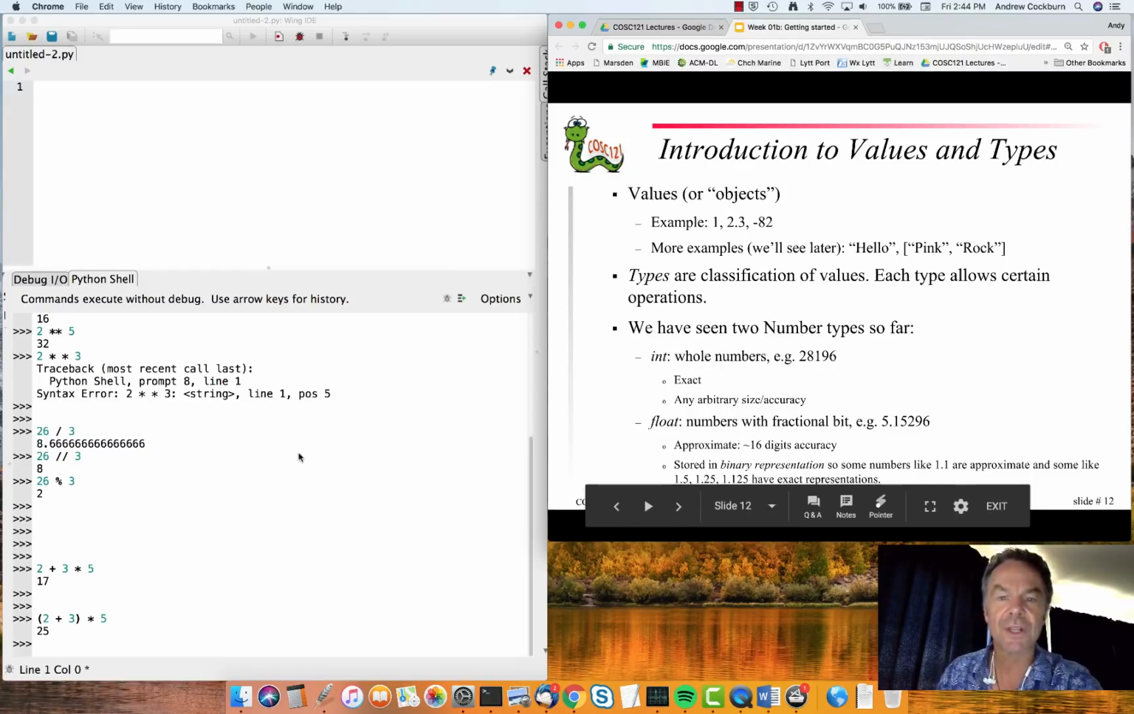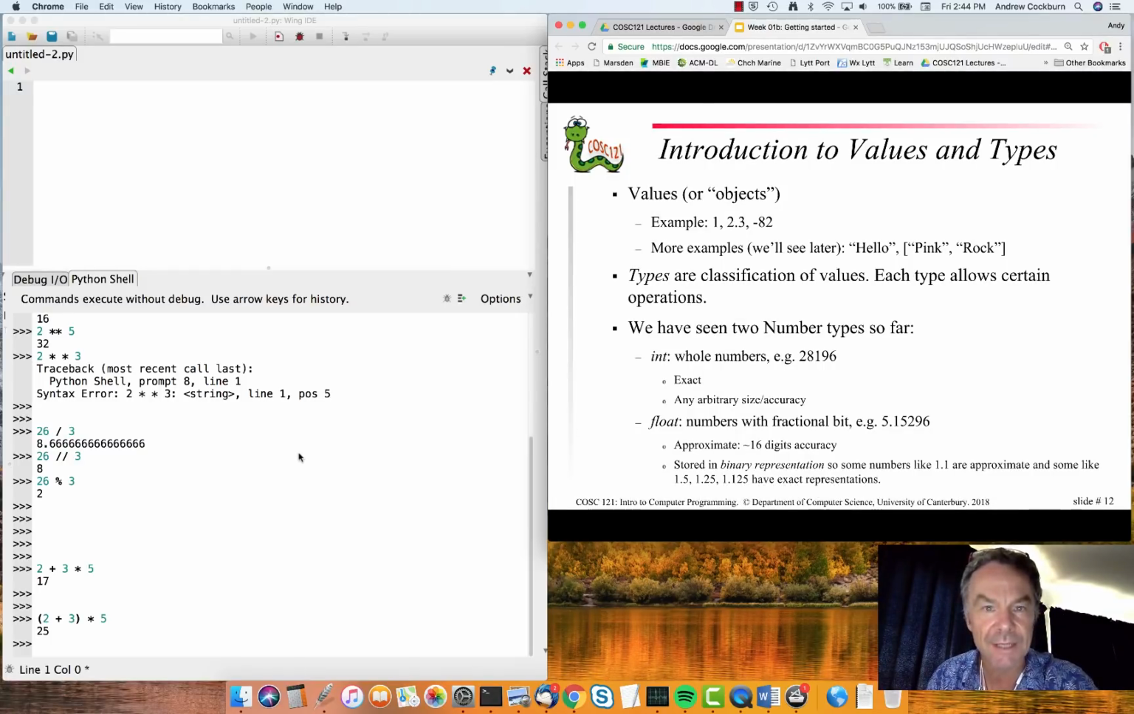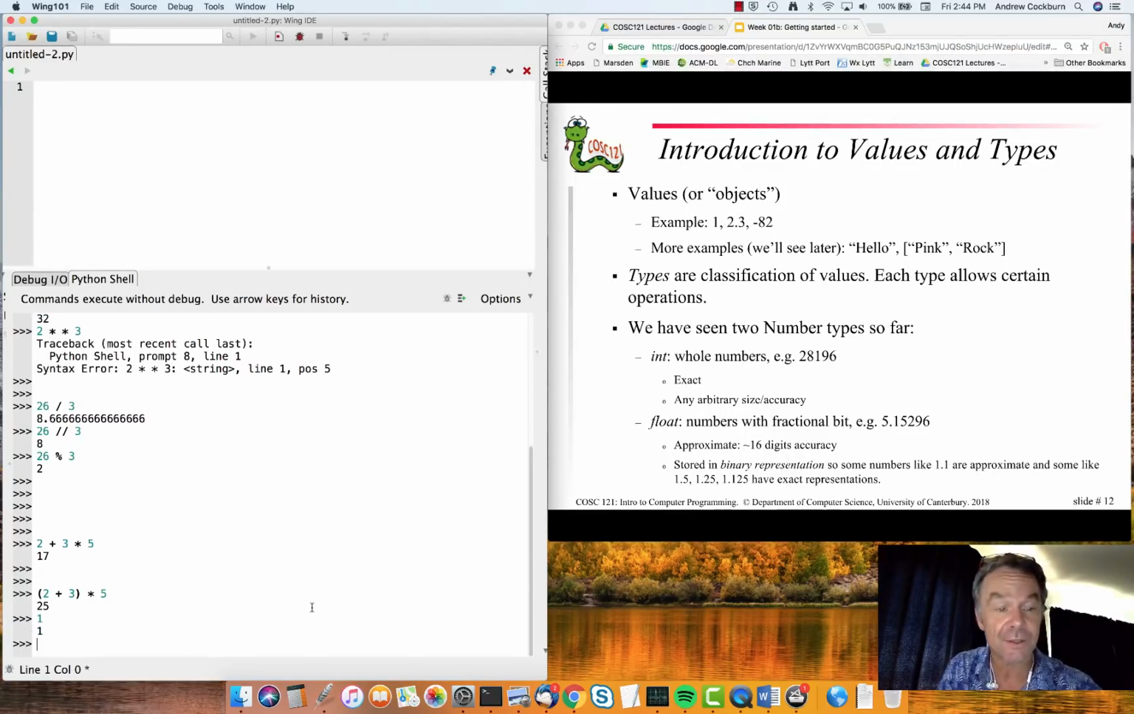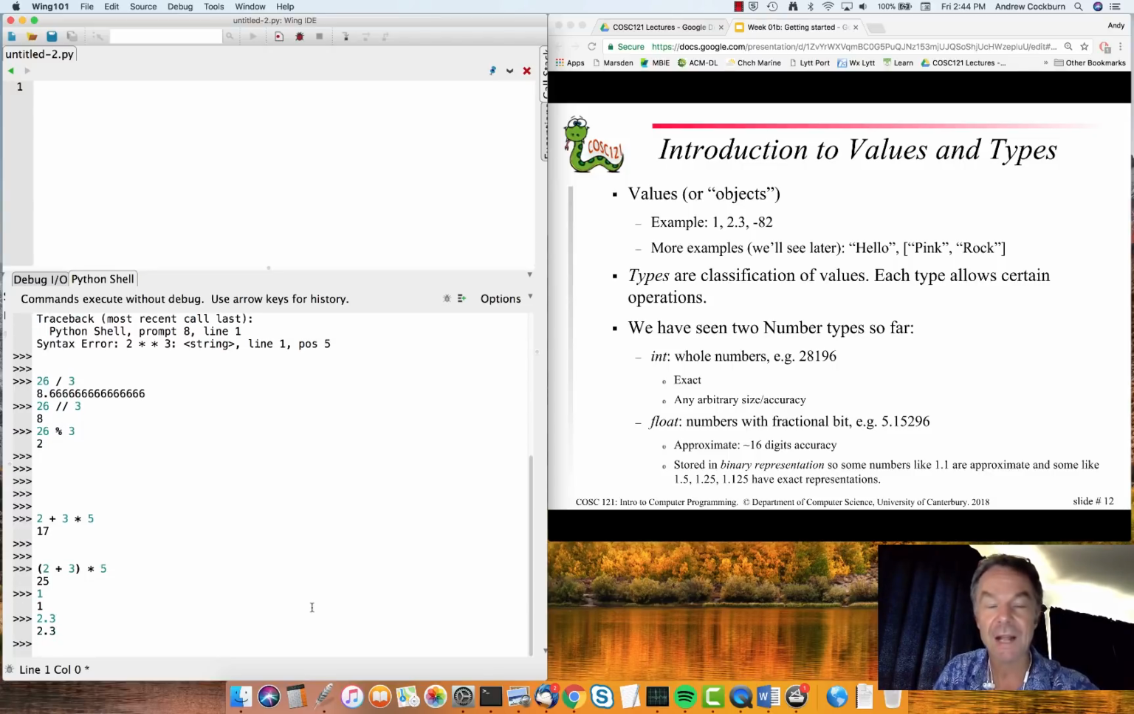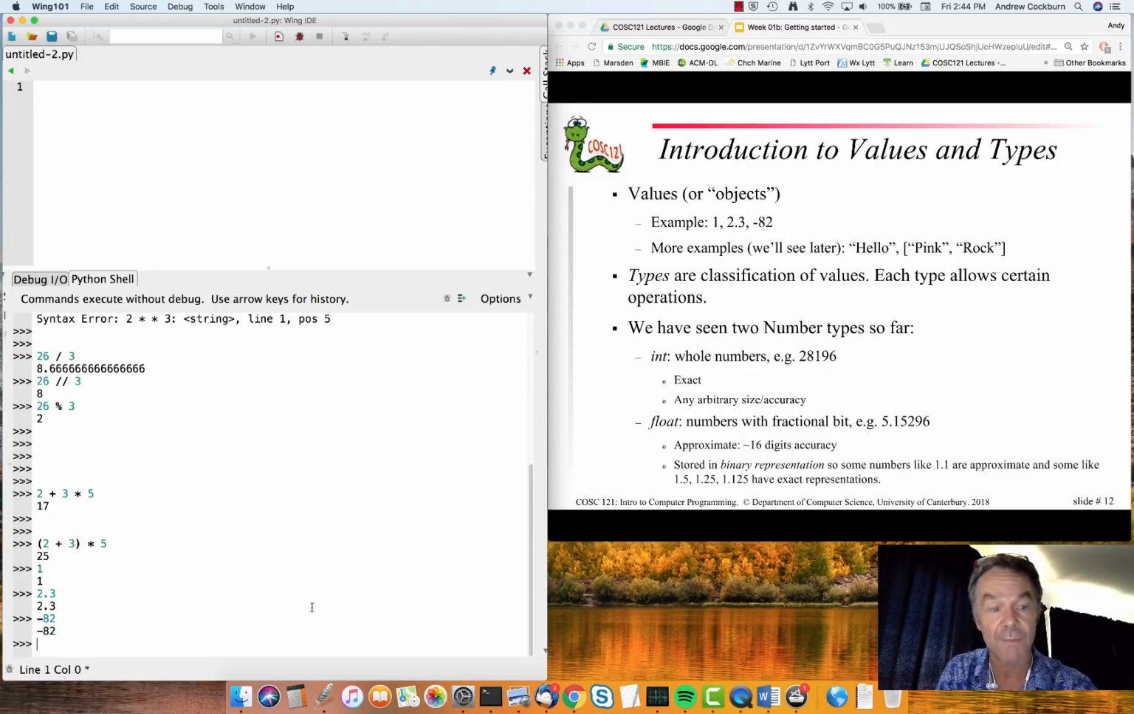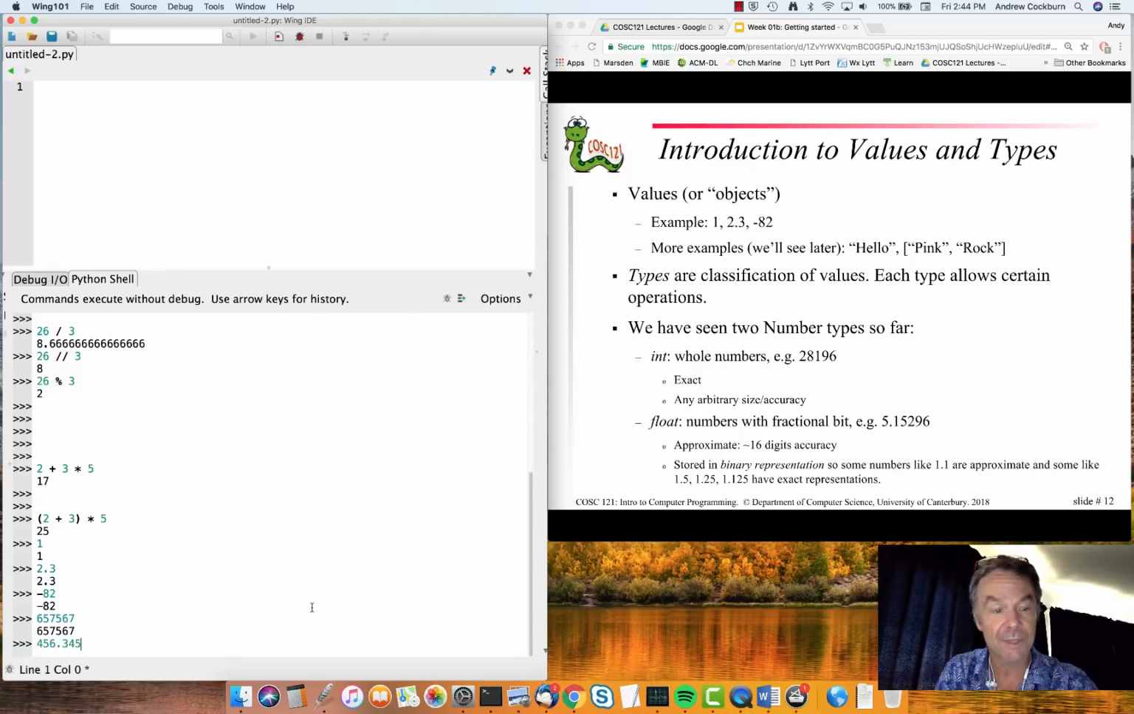Okay, I've already started using the term types in a few places. I've talked about the type integer and the type floating point. So values are objects in Python. One is actually an object. In fact, everything in Python is going to be an object, as we'll learn later, and that'll make more sense to you. So every value has a type associated with it. Minus 82 is an integer. It's a whole number. 657,567 is an integer value. And anything with a decimal point after it is going to be a floating point value.